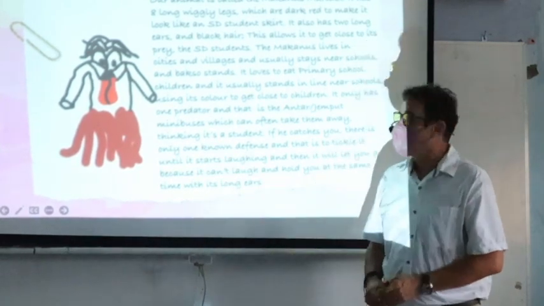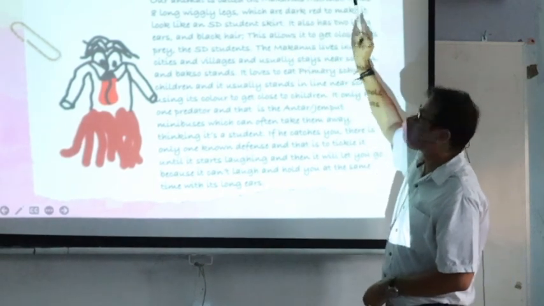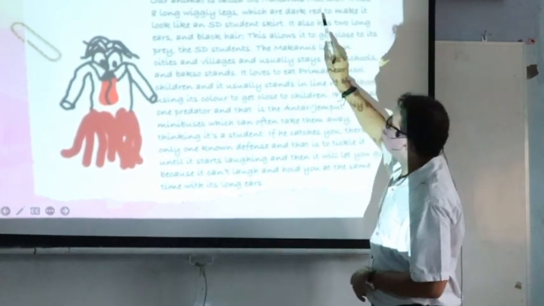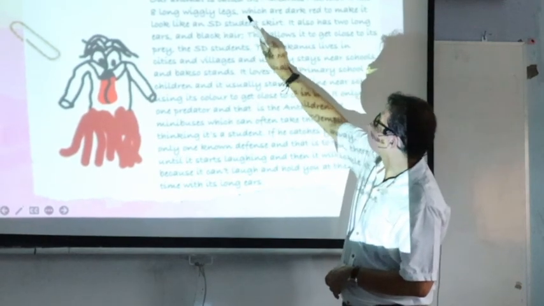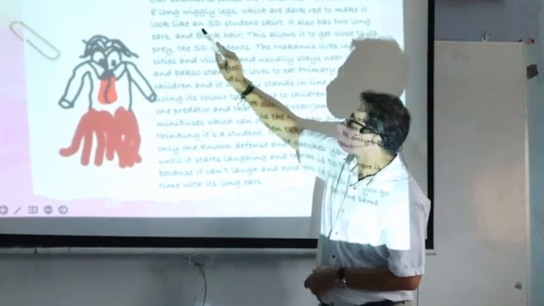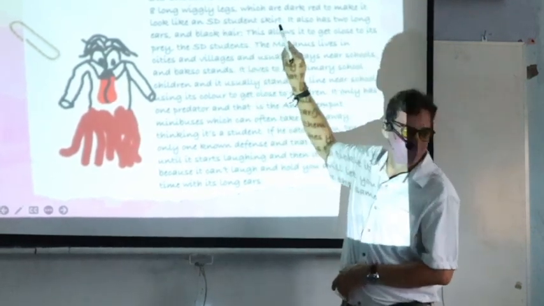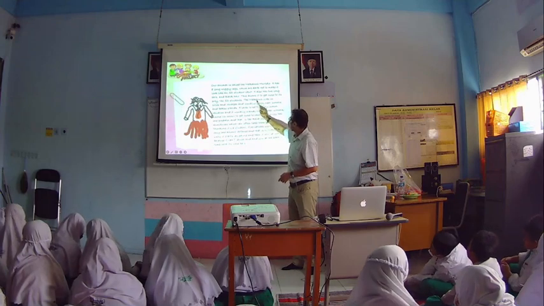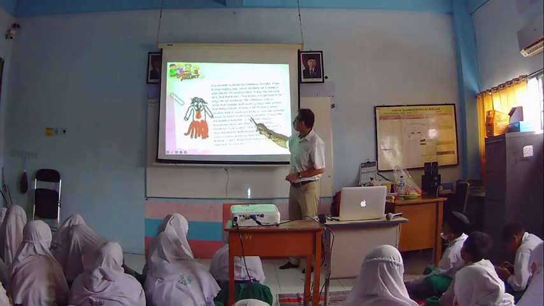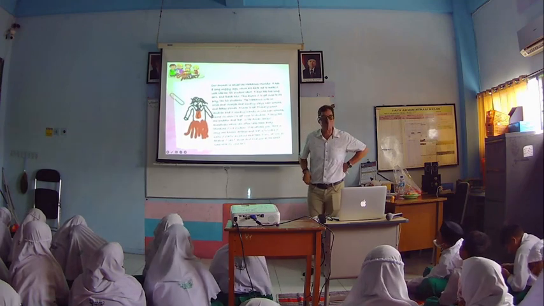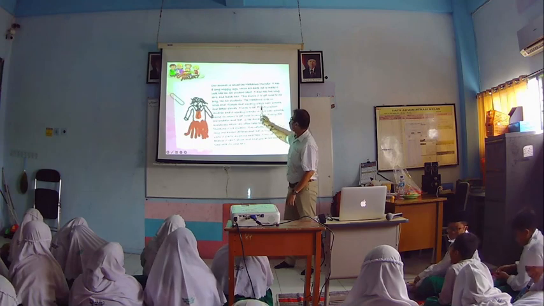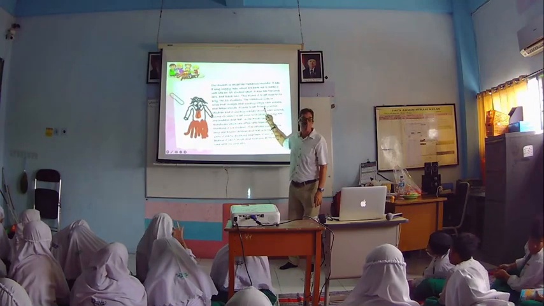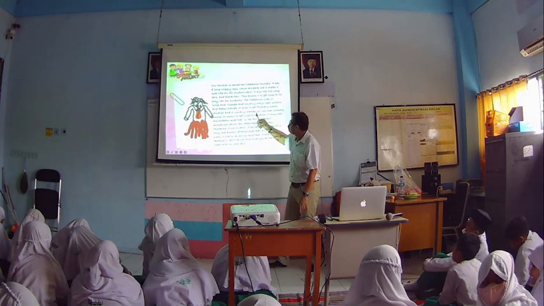This is my animal. My animal is called the Macanus muridix. Yeah, it has 8 long wiggly legs, which are dark red. It makes it look like a sekolah dasar student. The Macanus lives in cities and villages and stays near schools. Why does it stay near schools? It stays near the bus stand too. It loves to eat primary school students. Oh, it eats primary school children.